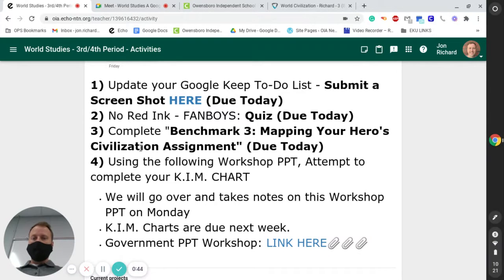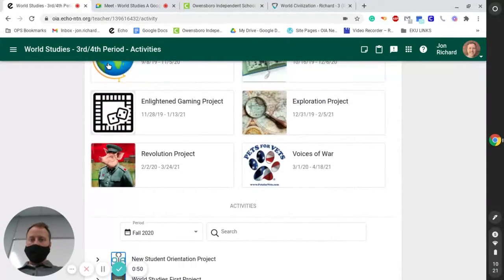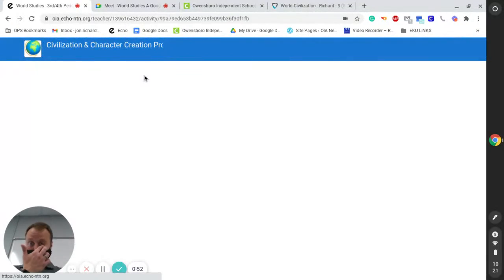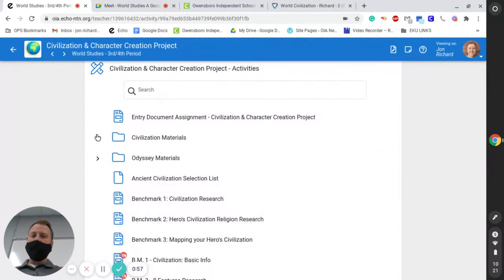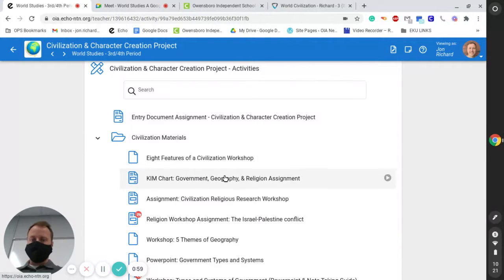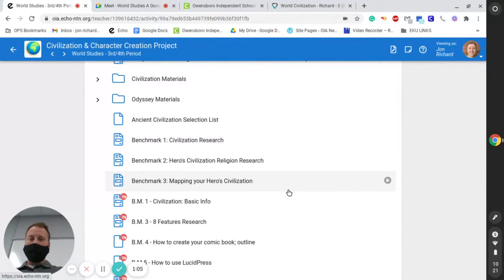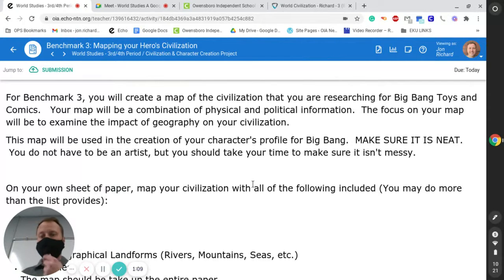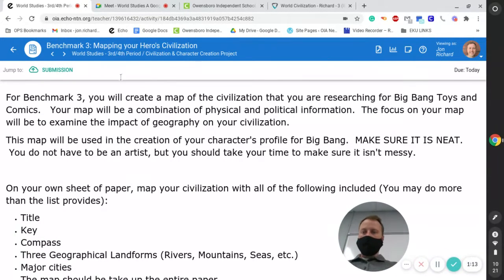So we were looking at benchmark 3. So let's go down here and look at benchmark 3 together. And hopefully everyone is on benchmark 3 already. You're going to be mapping the civilization that you've been researching, okay? So whether that be Greece or Rome or Japan or the Mayans, whatever it is, you're going to be mapping their civilization. So you need to go out and research and look for a map of their civilization.